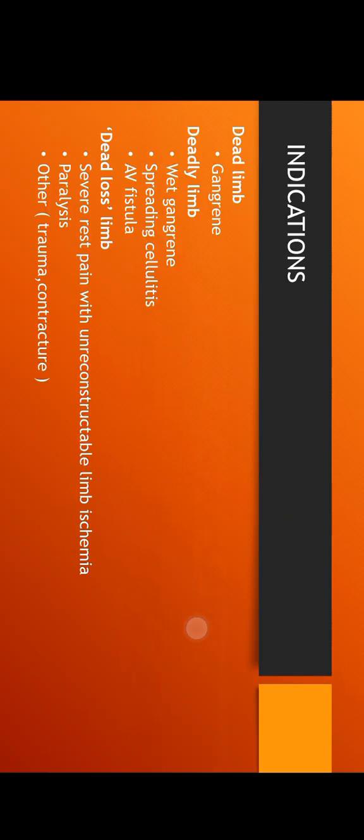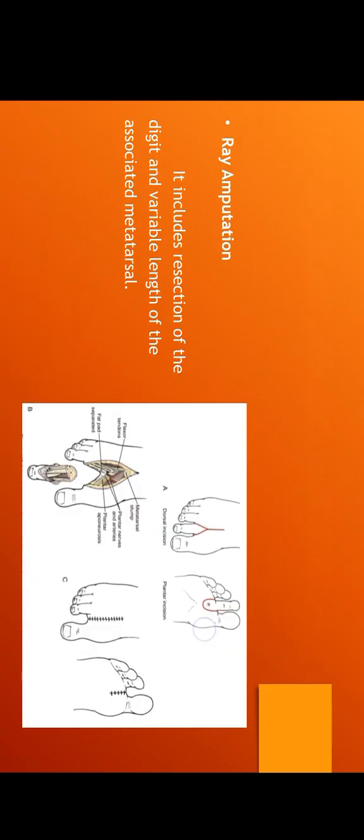Amputation. Amputation is the surgical removal of a limb or a part of limb. Indications include dead limb, gangrene, deadly limb caused by wet gangrene, spreading cellulitis, AV fistula, dead loss limb, severe rest pain with unreconstructible limb ischemia, paralysis and other causes like trauma and contracture.